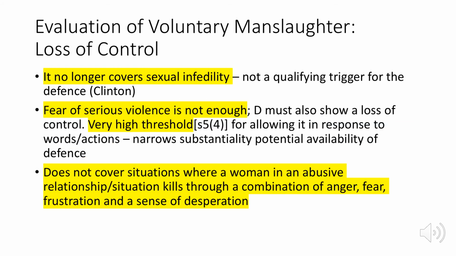For loss of control, it no longer covers sexual infidelity, so it's not a qualifying trigger for the defence. A fear of serious violence is not enough anymore. The D must also show a loss of control. There's a very high threshold for allowing it in response to words or actions. It narrows the substantiality, the potential availability of the defence. It also does not cover situations where a woman in an abusive relationship kills through a combination of anger, fear, frustration, and a sense of desperation.